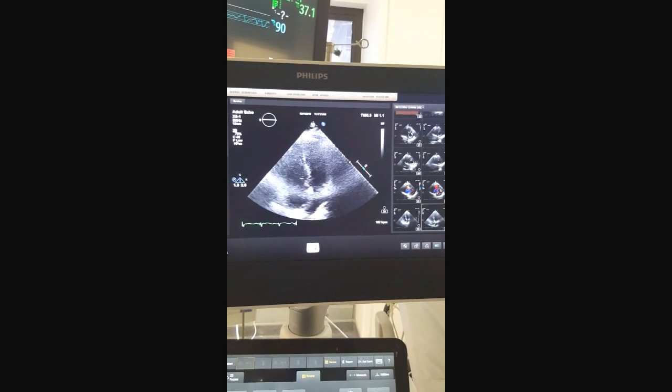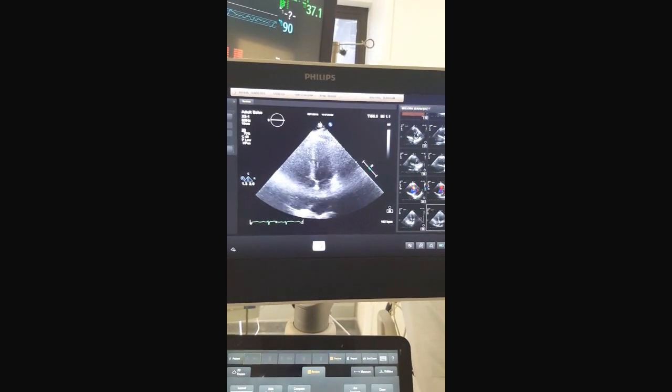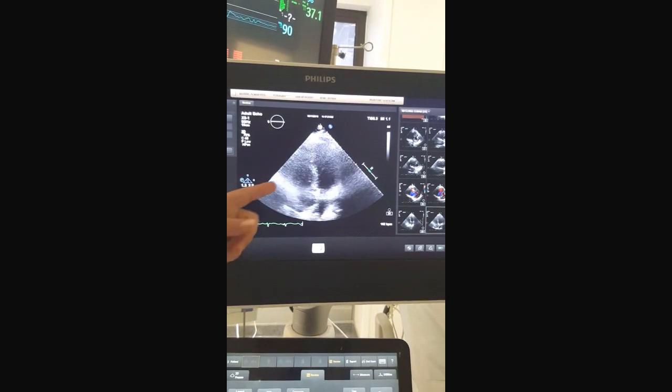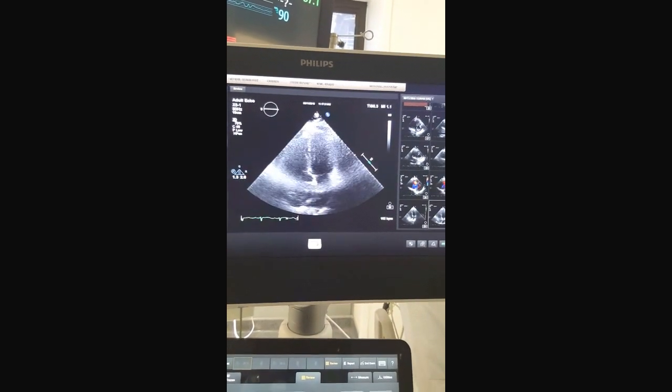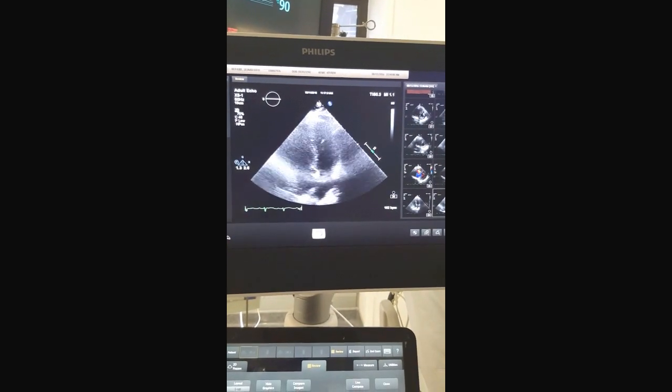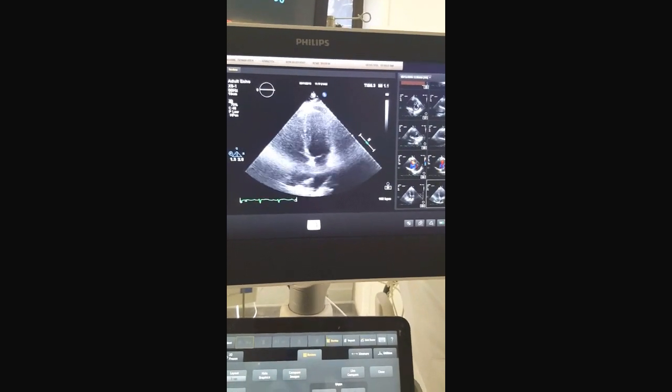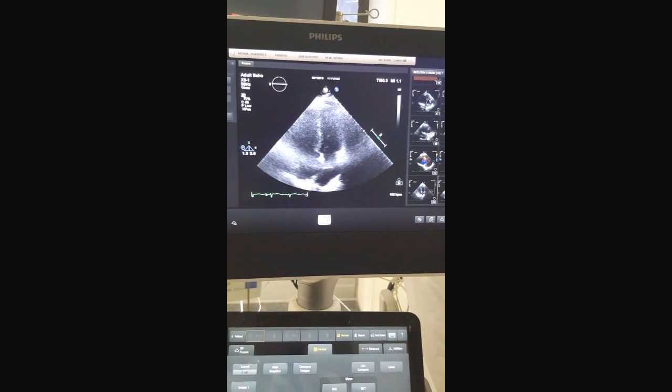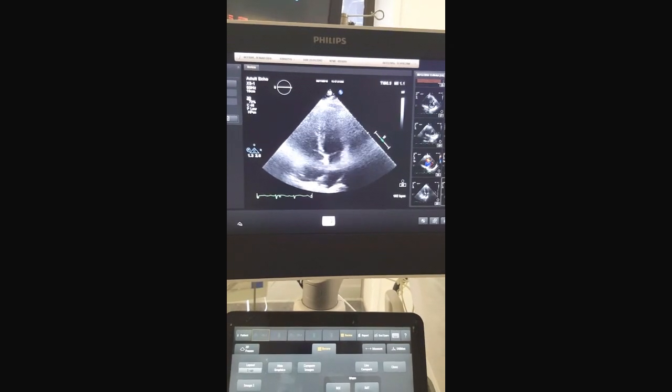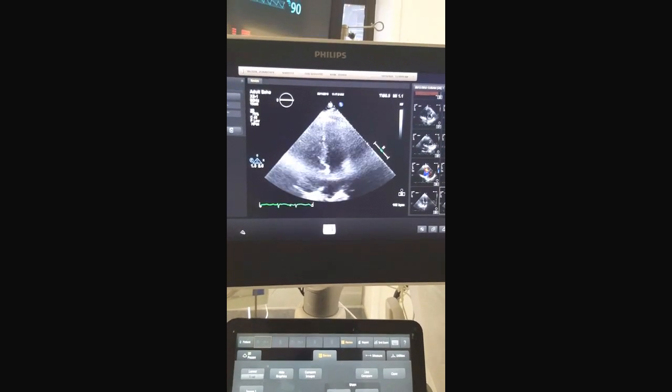Now we'll go to one of the most important views, which is the apical four chamber. Unfortunately, again, the patient was morbidly obese, so we cannot get better images, but you can appreciate that the right ventricle size is larger than the left ventricle. Normally, which one is bigger? Normally, LV is always bigger than the RV.